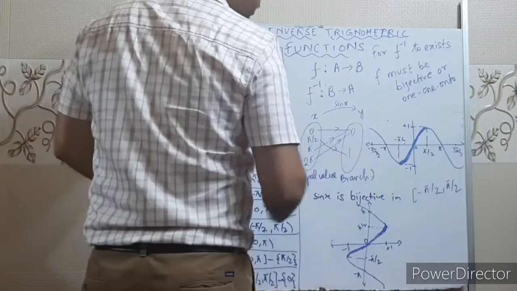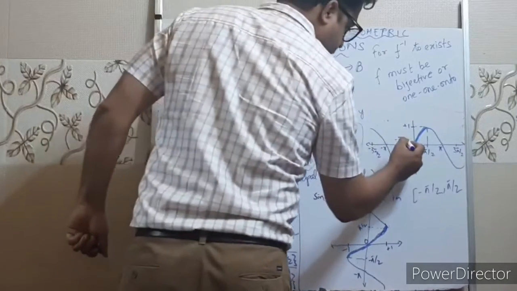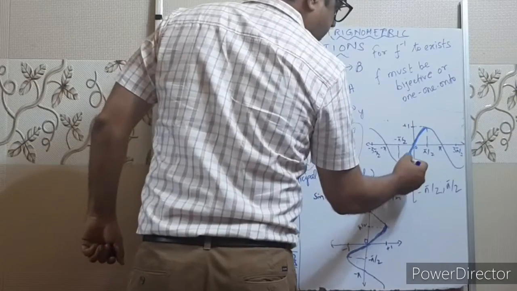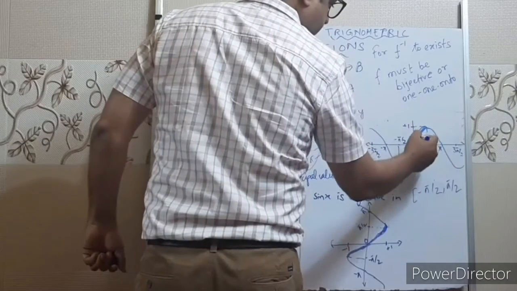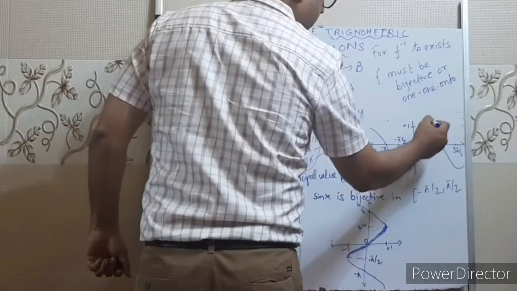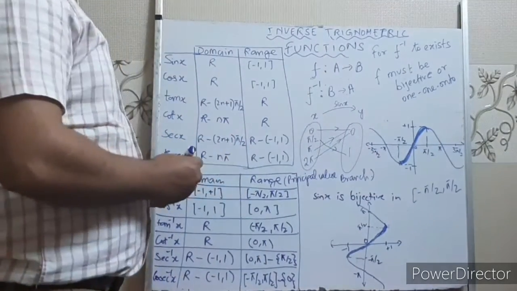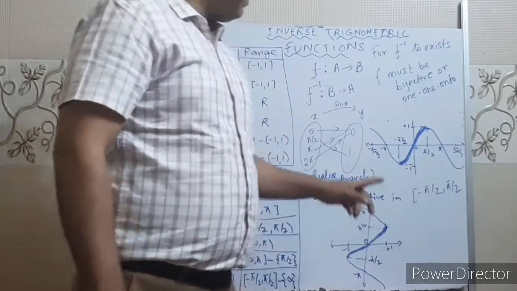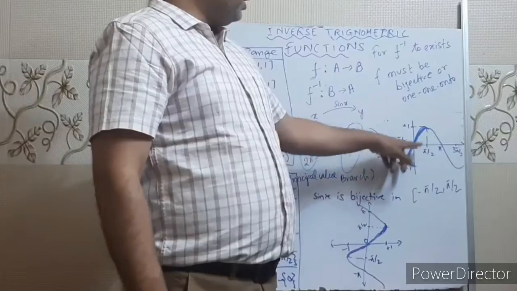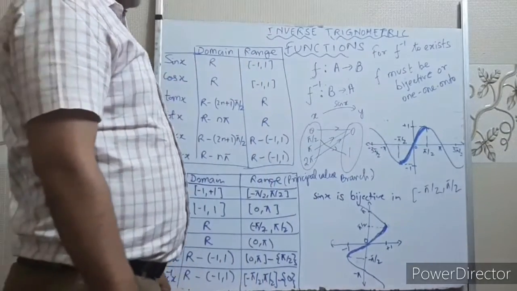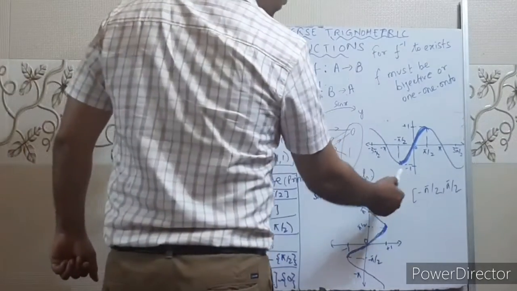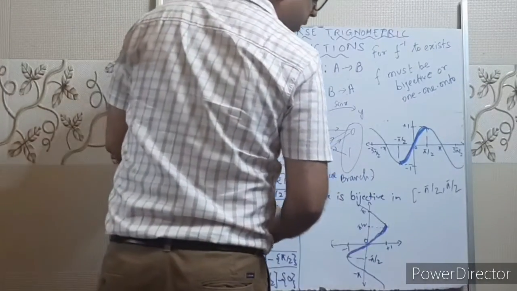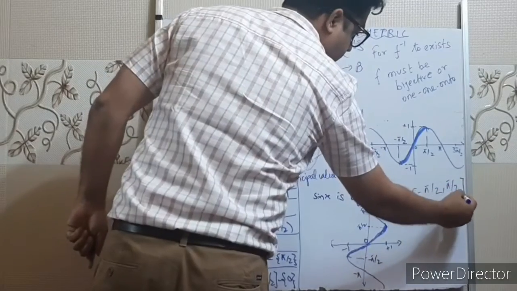We'll provide restrictions and we'll take this branch from minus pi by 2 to pi by 2. This branch I'm talking about, this branch. If you take this branch, you see that in this interval the function sine x is one-one. Every element in the domain has a unique image in the codomain, right? So now sine x has become a one-one function. So sine has become bijective in the interval minus pi by 2 to pi by 2.